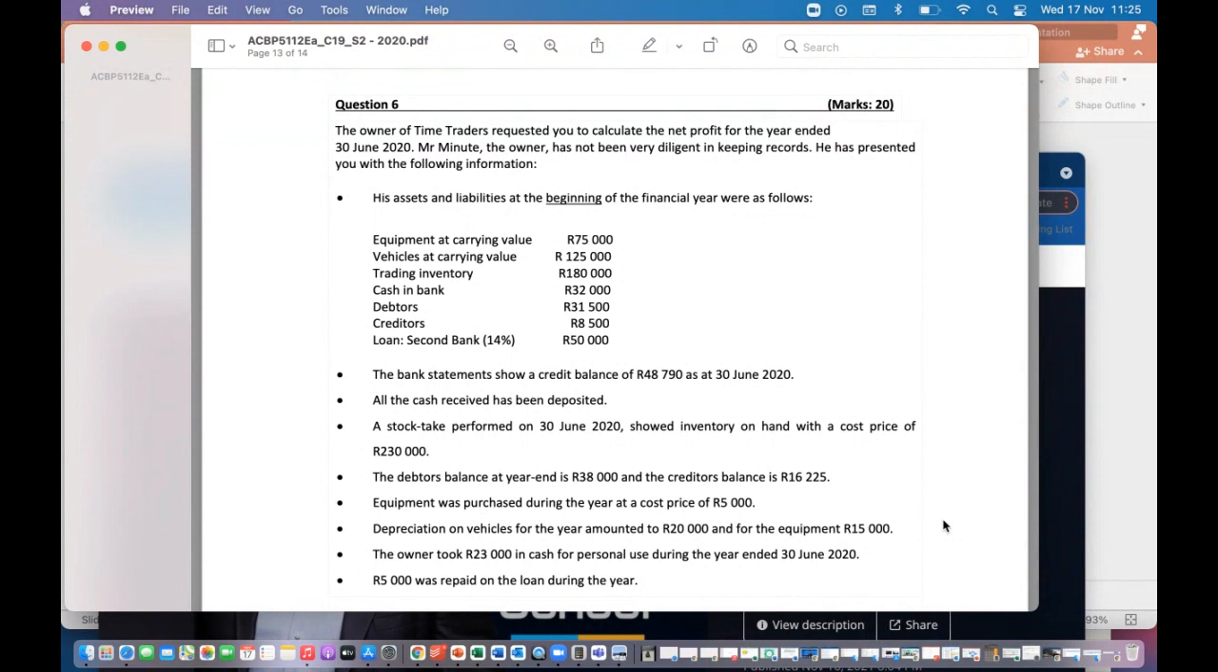Remember, this is unit 7, and what they've done is they have given you information on an entrepreneur or a business that is not recording its financials properly, because it's a small medium enterprise. Then they want you to calculate the profit, in other words, make sense of all this information in order to calculate the profit for the business. So let's quickly read through the question and see what they have given us.